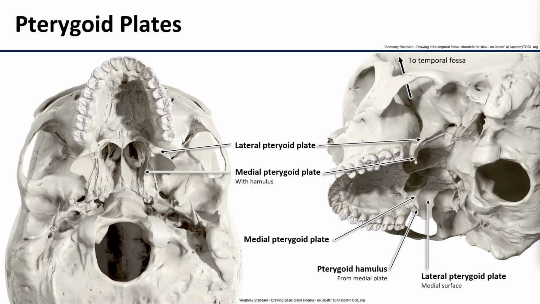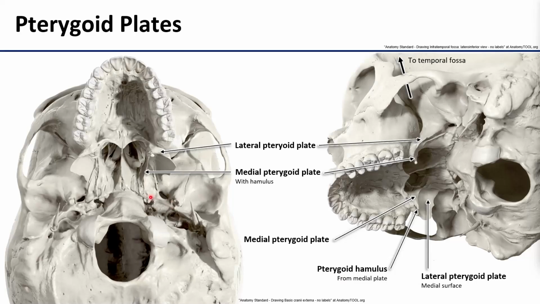Now, I listed the lateral pterygoid plate as the medial border of the infratemporal fossa earlier, but I want to take a few extra minutes here to delve into what the pterygoid plates are and why they're important. These are plates that project inferiorly from the sphenoid bone. So over here on the right, you can see the greater wing of the sphenoid right here, and you can see the lateral pterygoid plate projecting inferiorly from that.